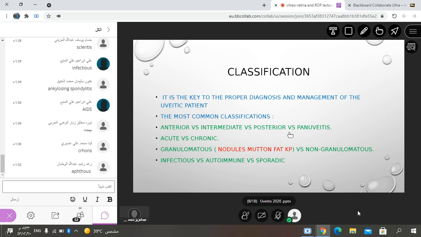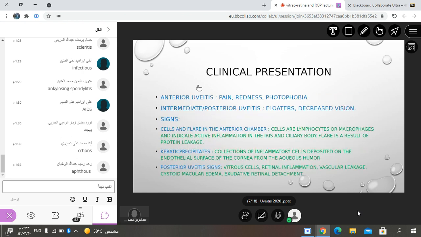Okay, we have anterior, intermediate, posterior, panuveitis; acute versus chronic; granulomatous versus non-granulomatous; infectious versus autoimmune versus sporadic disease. We will go through granulomatous and non-granulomatous. This is a classification. Then we go back to clinical presentation, which depends on the area: is it anterior, intermediate, or posterior? That's why we go through the classification first and then the clinical presentation.